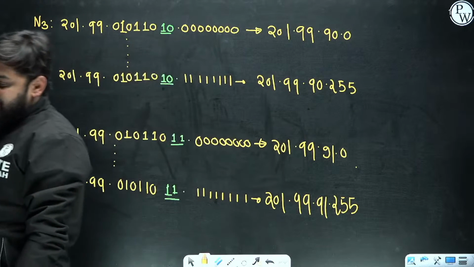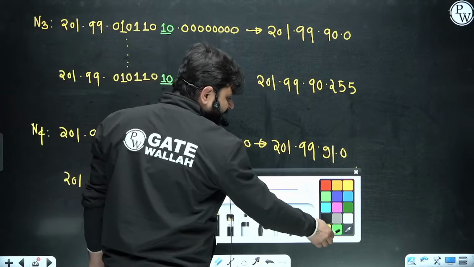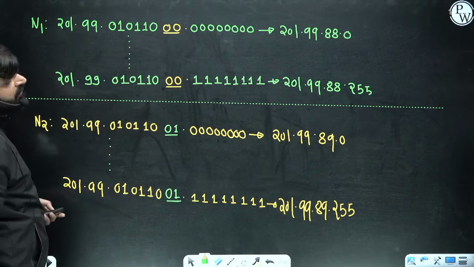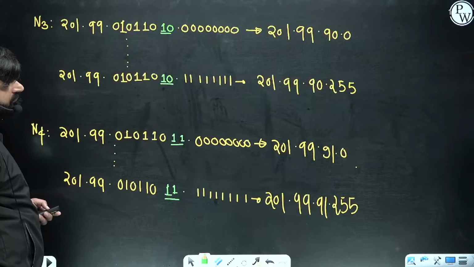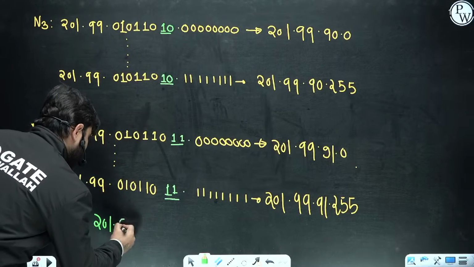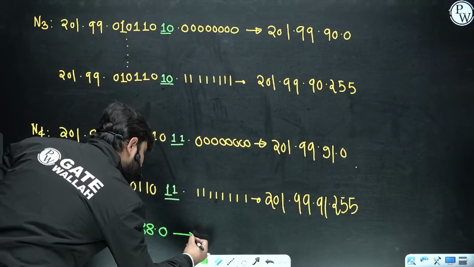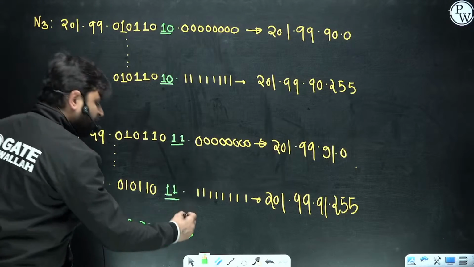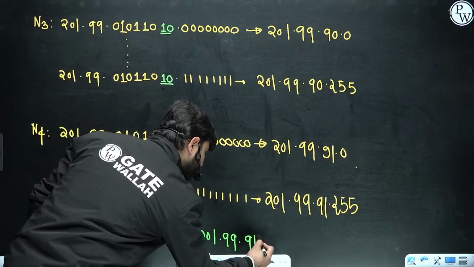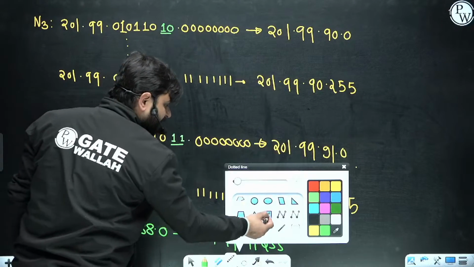So can anyone tell me which is the correct answer? They are asking for the range, my dear friends. Range means the first IP address of the first network, 201.99.88.0, and the last IP address of the last network, 201.99.91.255. So this will be the correct answer.